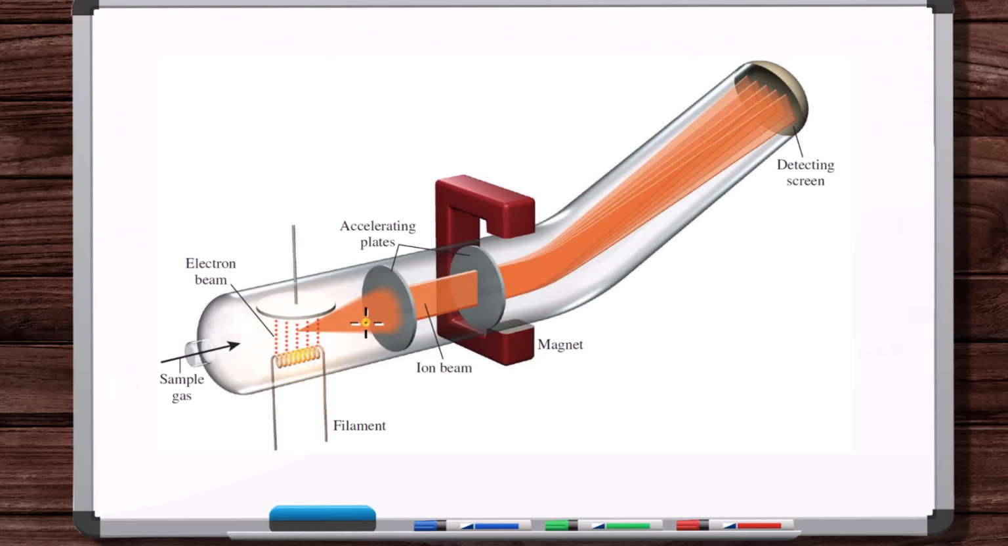Okay, so then these positive ions are accelerated by these charged plates through this magnetic field here, which deflects the charged particles onto this detecting screen.